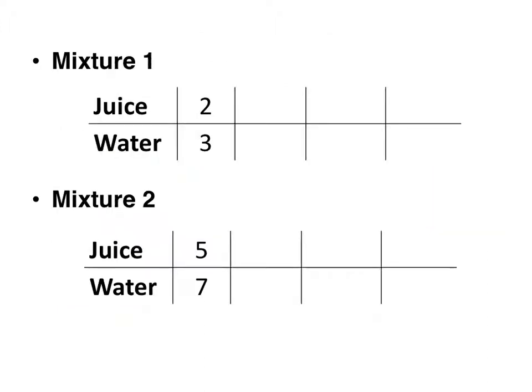So here's our ratio tables that we're going to start off with. Here's our first mixture where we have 2 tablespoons of juice to 3 cups of water. In the second mixture we have 5 tablespoons of juice and 7 cups of water. And so let's form some different equivalent ratios for mixture 1. So for instance, let's take this first column times the number 2. And so then we'd have 6 cups of water and 4 tablespoons of juice.